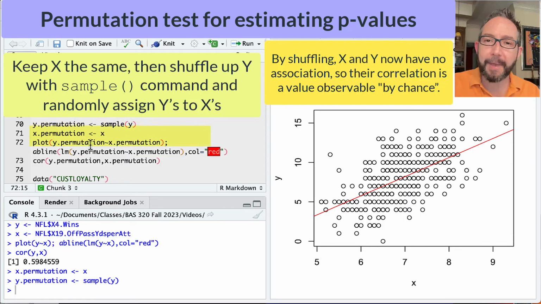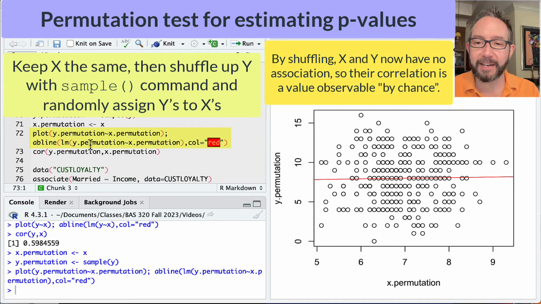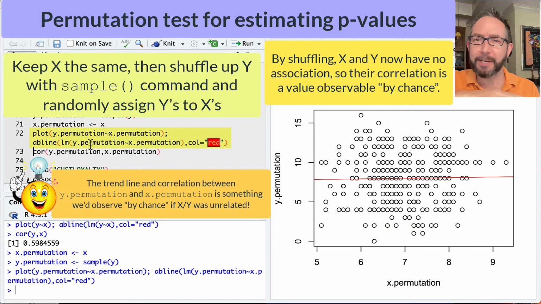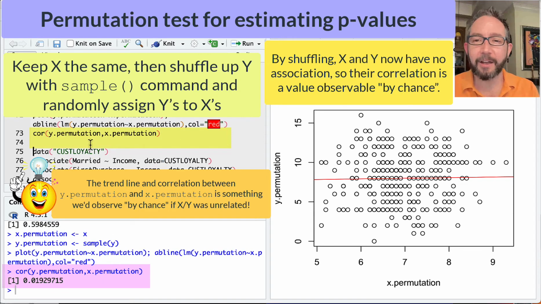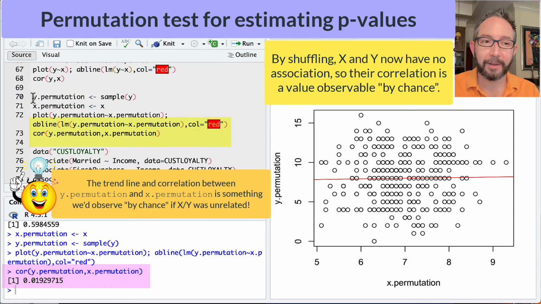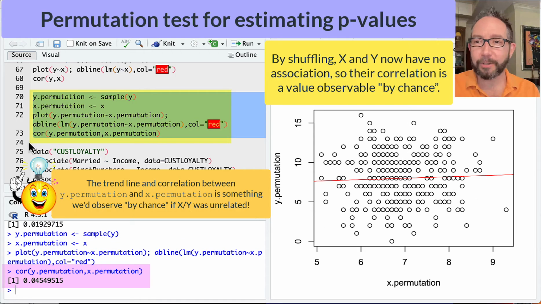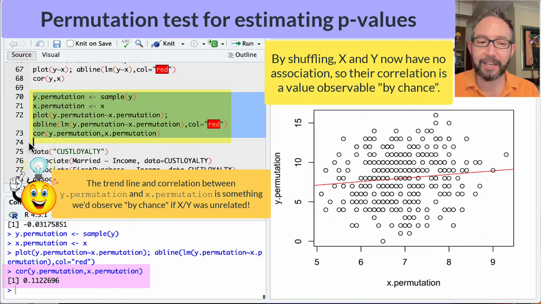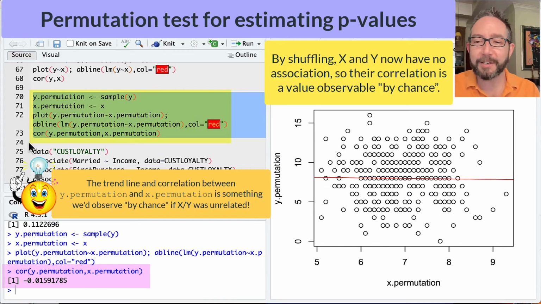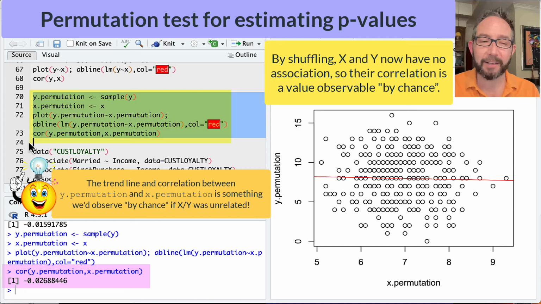And so when I make a plot of the values in this permutation data set, that trend line essentially disappears, indicating that there's no trend going on here. This is a scatter plot I would observe if there's no association between these two variables. What if I were to look at the correlation in this permuted data set? A correlation of 0.02. And if I run this again, correlation of 0.045, 0.056. These are all values that I'm observing by chance alone because I'm randomly pairing my x and y values together.